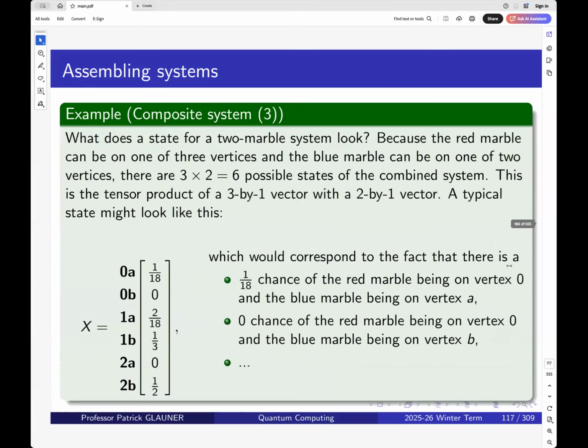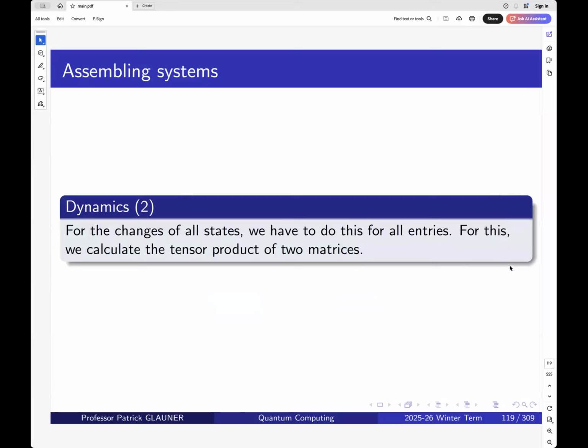It turns out this is fairly easy to do. And we can do this dynamics super easy by calculating the tensor product. Who of you remembers the tensor product from last week?